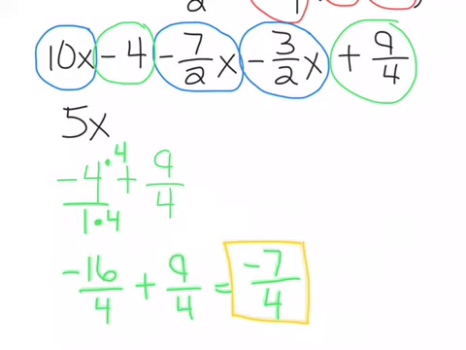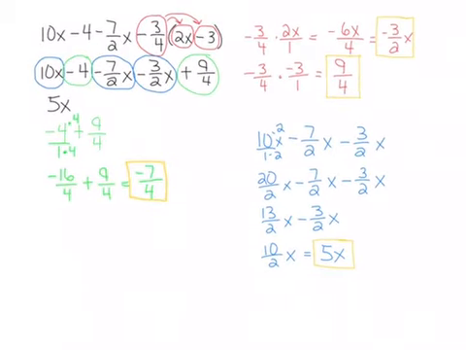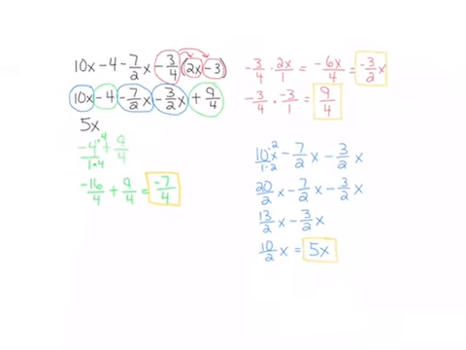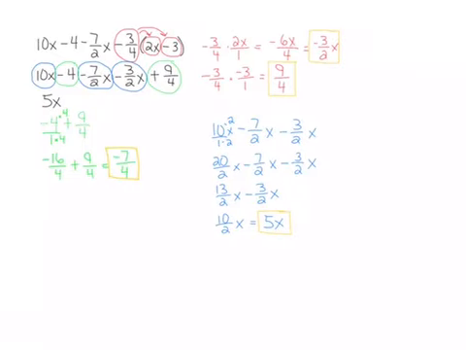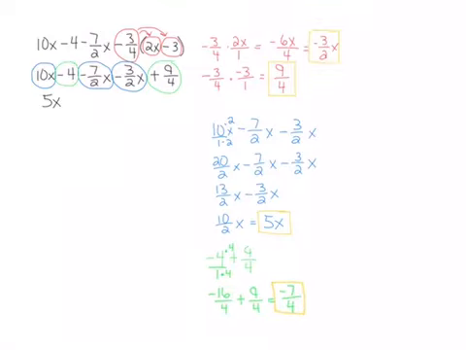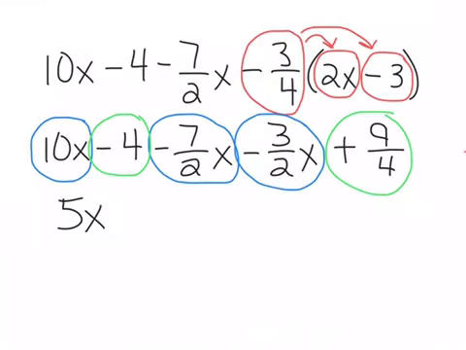So let me resize this again, and we'll move our last work off to the side. And I will include our negative 7 over 4. Let's get this back to the right size. Include our negative 7 over 4 as the end of our answer. And that is your final answer right there, 5x minus 7 over 4.